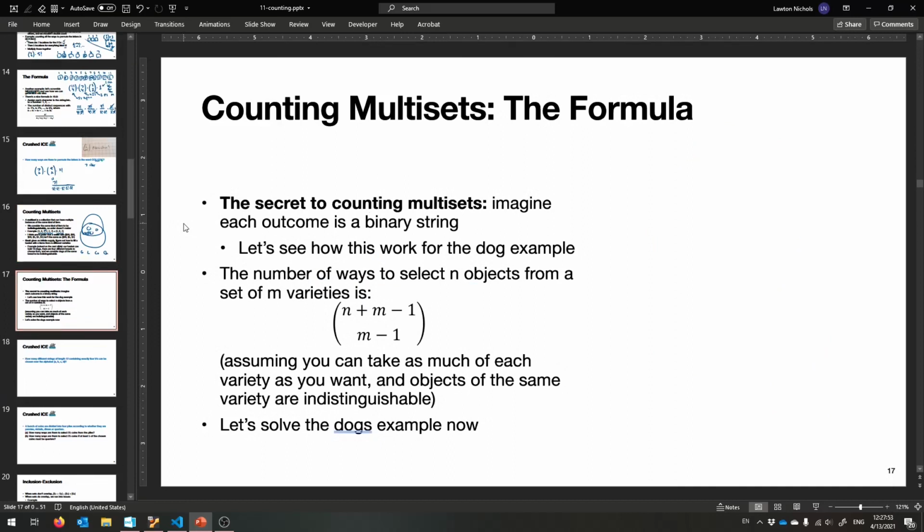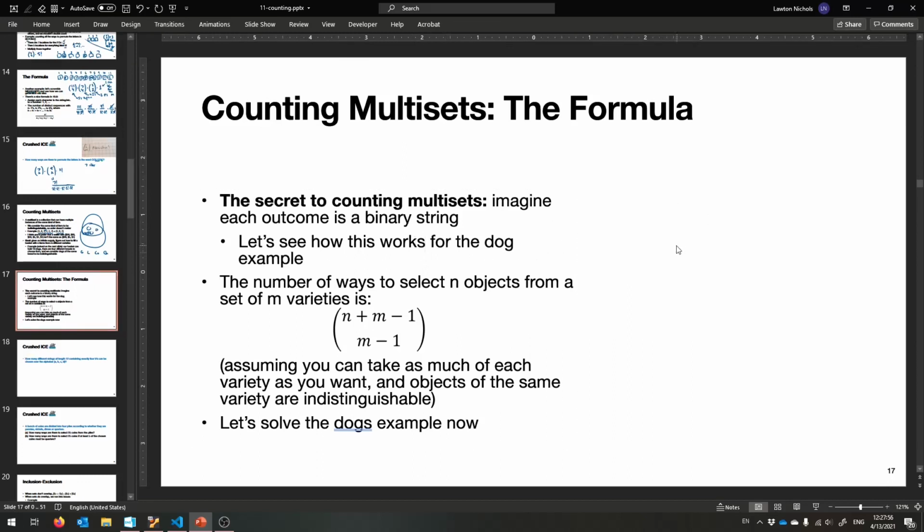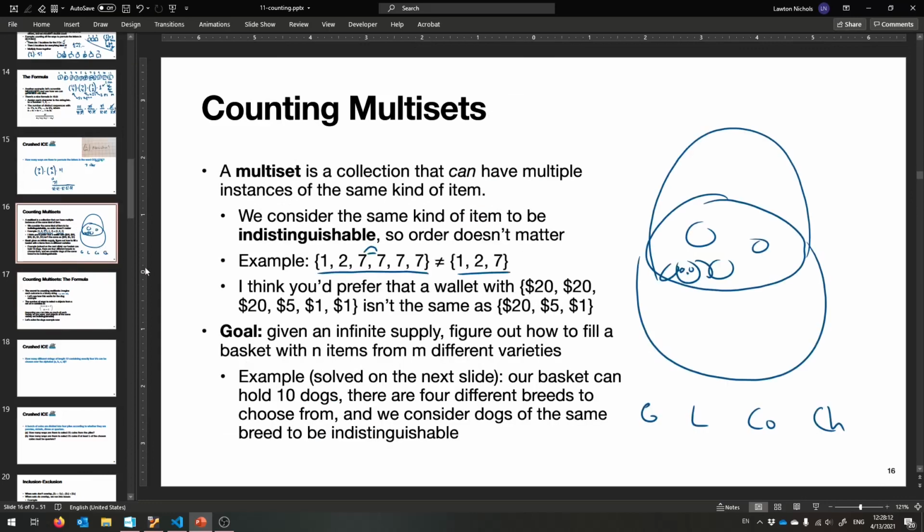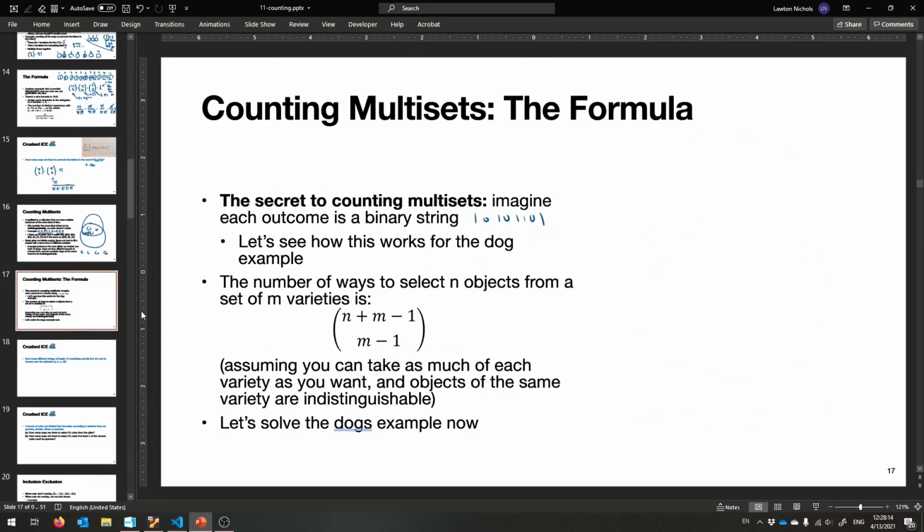So let's do it for the dog example. The idea is, imagine that each outcome is a binary string, which is going to be odd. It's made up of 1s and 0s, right? That's what a binary string is. And here's the secret encoding of that string for choosing this. So we got 10 dogs, 4 breeds. 10 dogs to choose, 4 breeds to choose from.